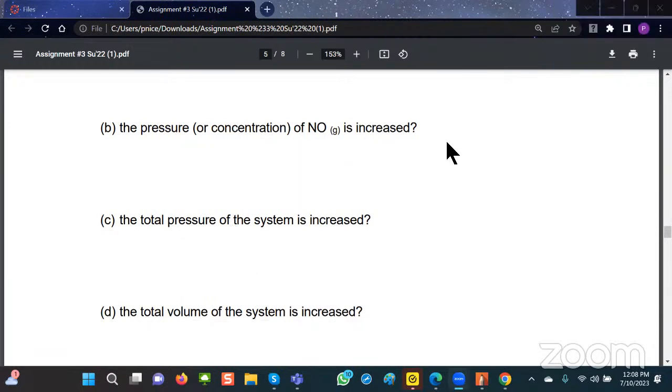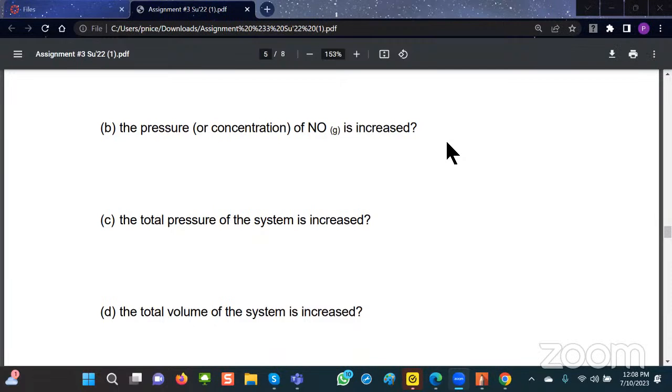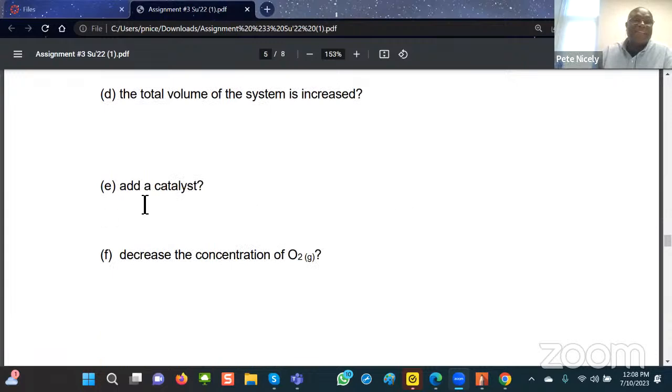Quick question. When you decrease the total pressure, it shifts to the side with a greater number of molecules. If you decrease the total pressure, remember Le Chatelier's principle says that the system will try to increase the total pressure, which means that the equilibrium position will shift in the direction favoring a greater number of gas molecules. Okay, thank you. Scrolling down, when you add a catalyst, what did we say about adding a catalyst?